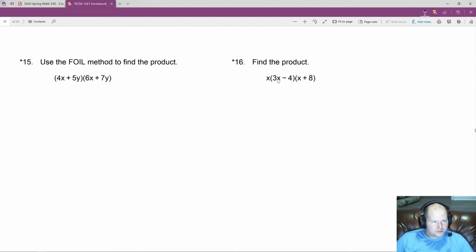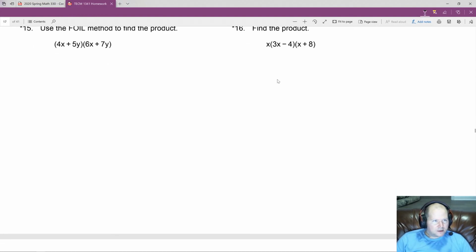Down to the next one. So now we're saying 4x times 6x. 4 times 6 is 24. X times x is x squared. Next is 4 times 7 is 28, x times y is xy. Then we would say 5y times 6x. 5 times 6 is 30.